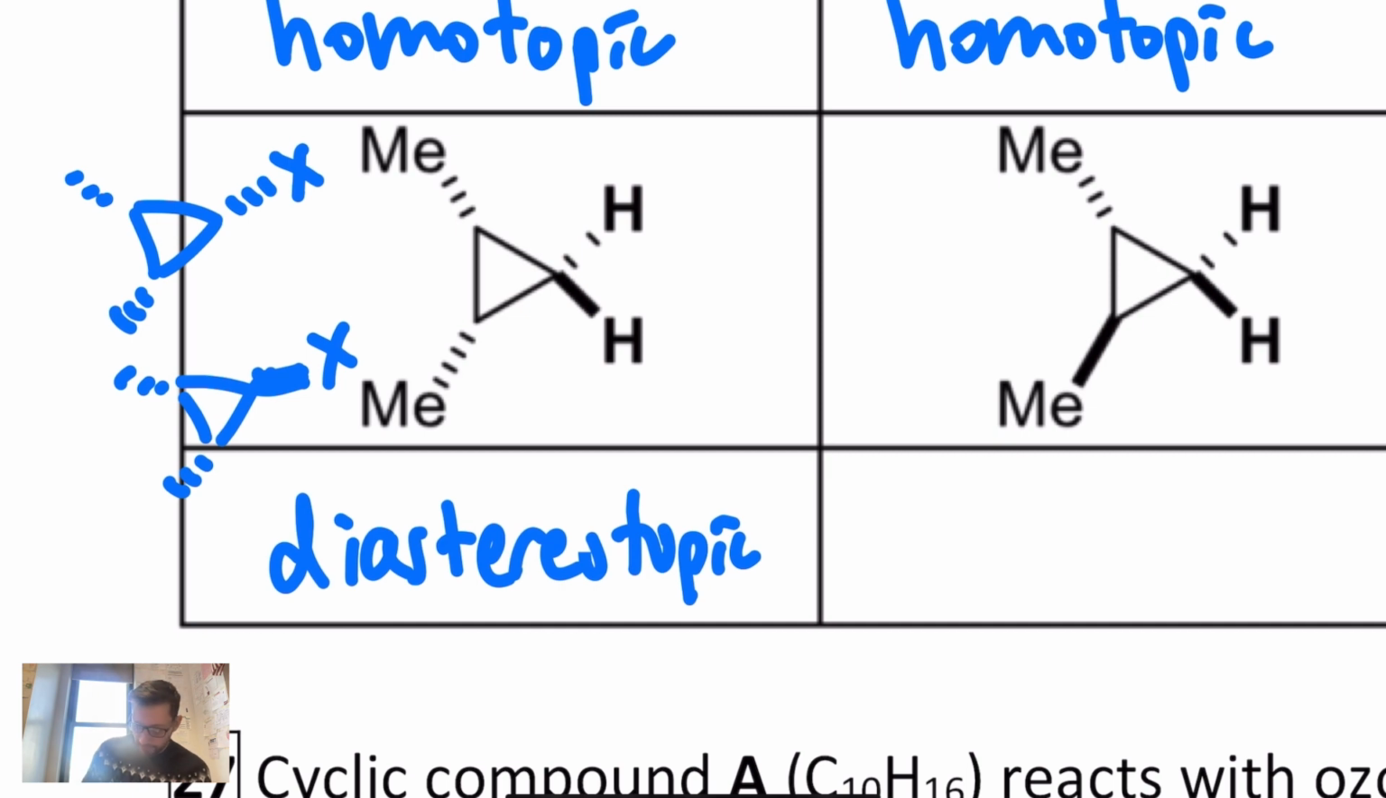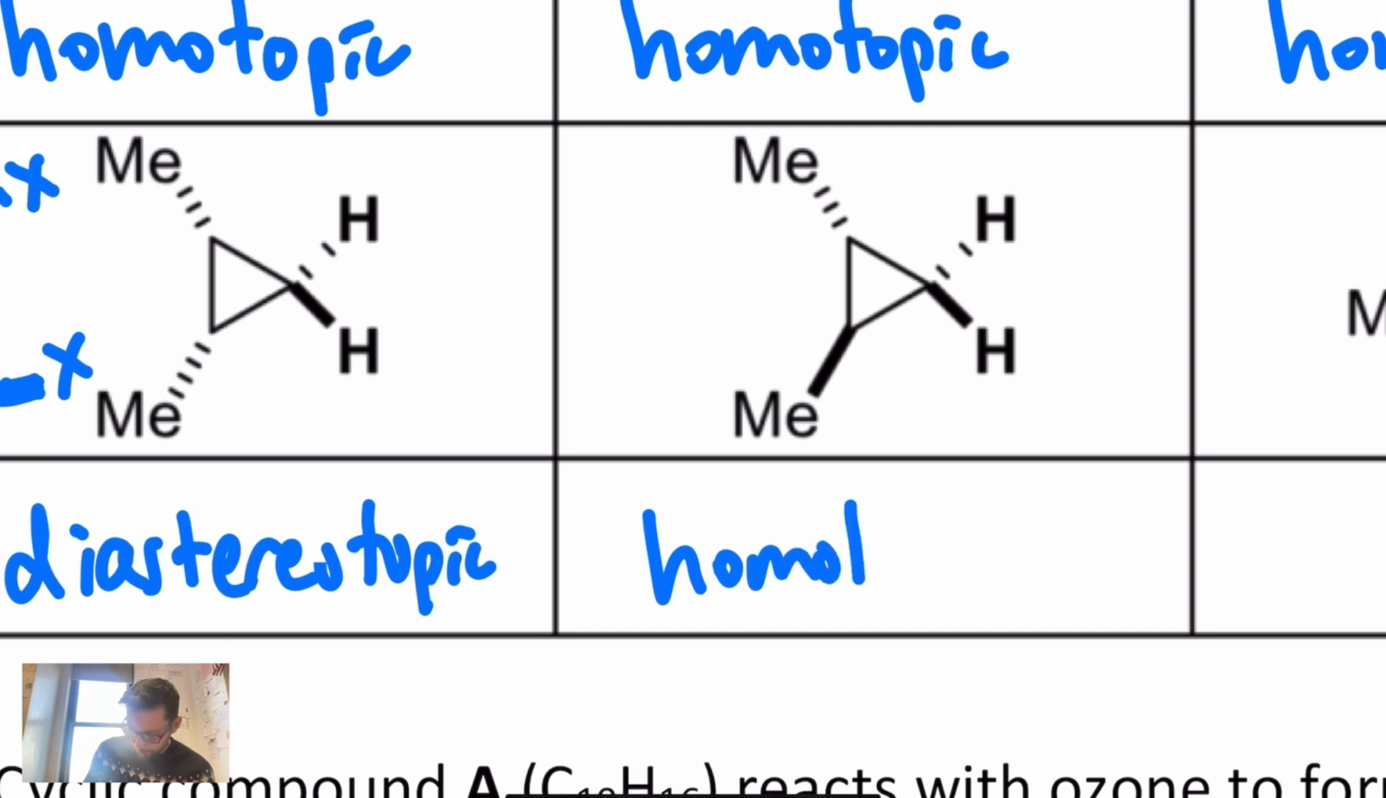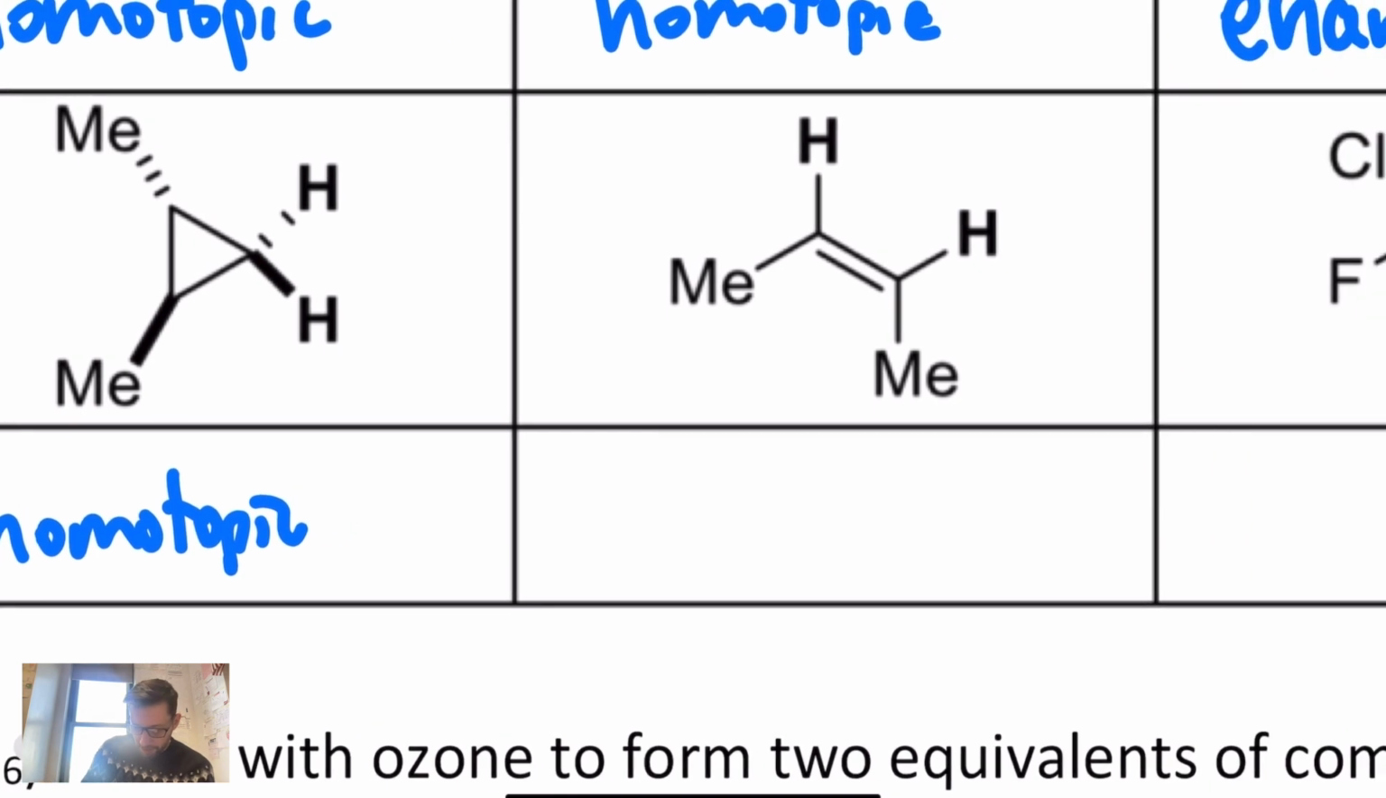Right next to it, however, these are homotopic. That might be difficult to see, but if you replace one of them with an X group and then compare it with a structure where you replace the other one with some other X group, just saying X to make it different from H and everything else we have, those are actually the exact same compound. If you draw them out, you'll see that to be true. Same with this butene molecule. Those are homotopic hydrogens.